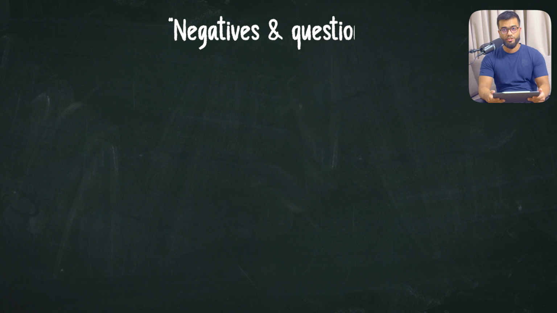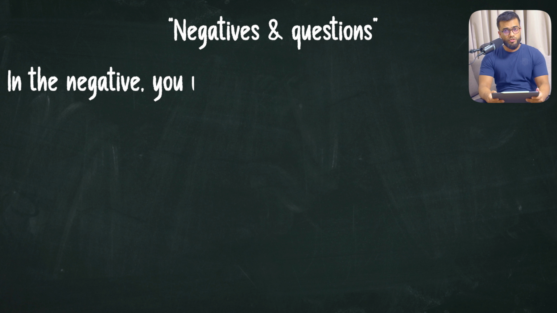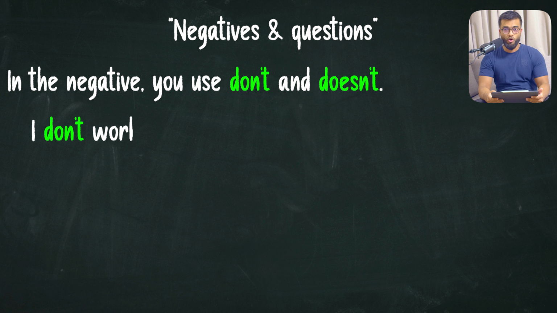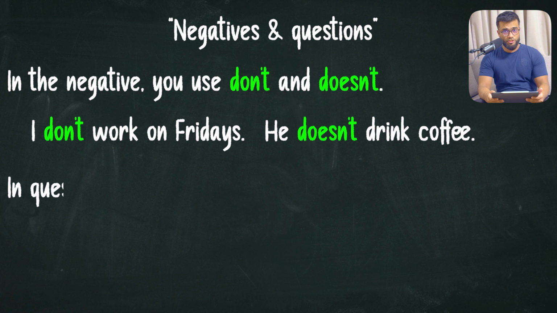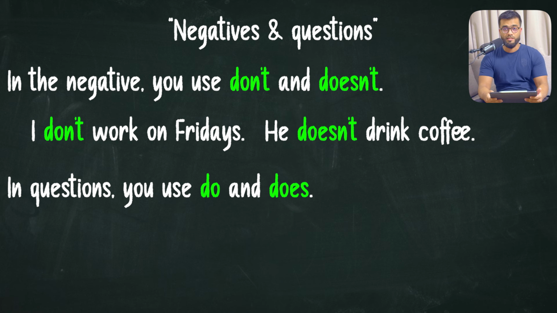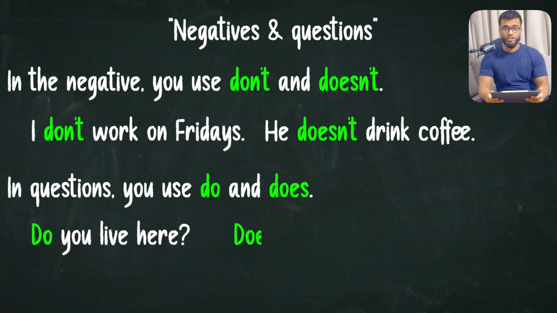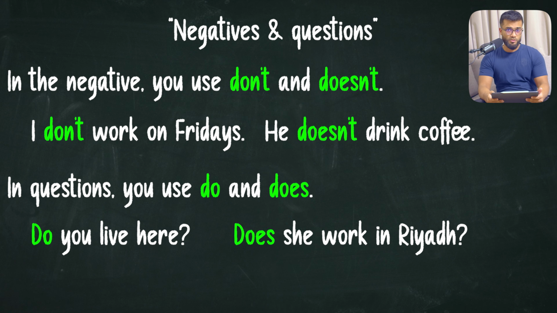Now let's add the other two pieces you need every day, negatives and questions. In the negative, you use don't and doesn't. For example, I don't work on Fridays. He doesn't drink coffee. In questions, you use do and does. For example, do you live here? Does she work in Riyadh? Very simple so far, right?